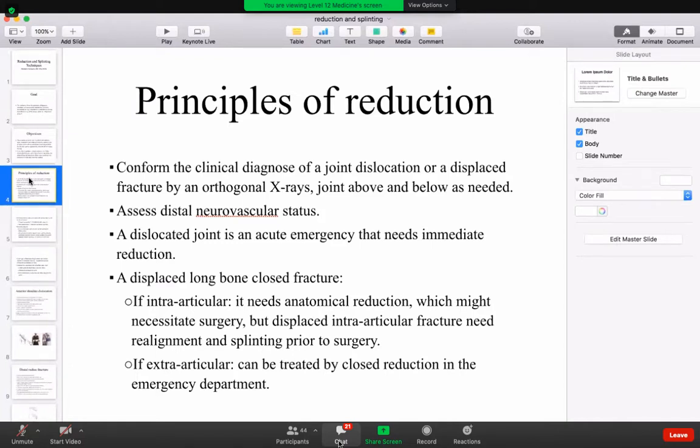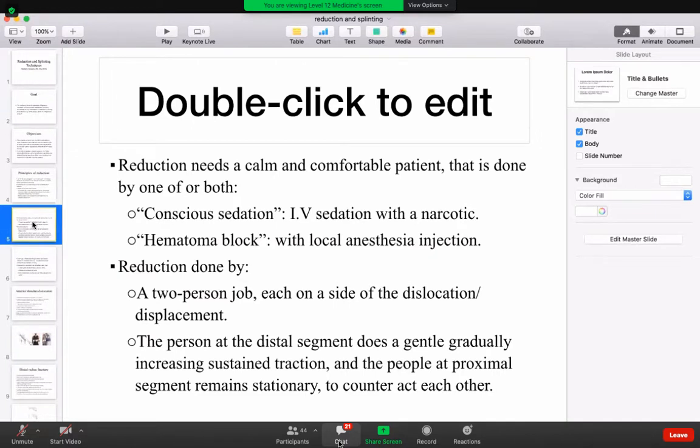If you're having a displaced fracture, it depends whether this is intra-articular or extra-articular. Some complex intra-articular fractures would be very difficult to reduce closed. So most of the time, you just need to realign and splint and then deal with this surgically. However, if you have an extra-articular fracture, most of the time closed reduction would be helpful, and this can save the patient from surgery.